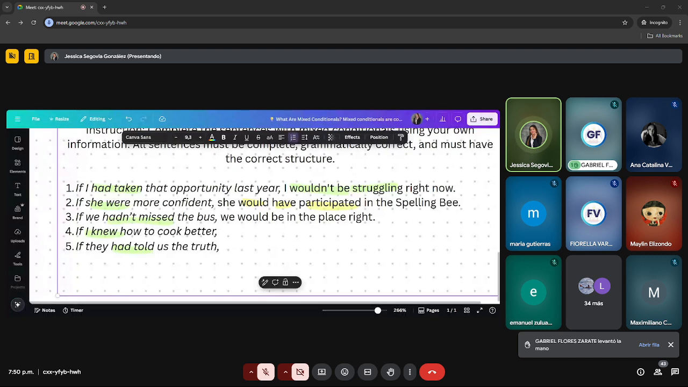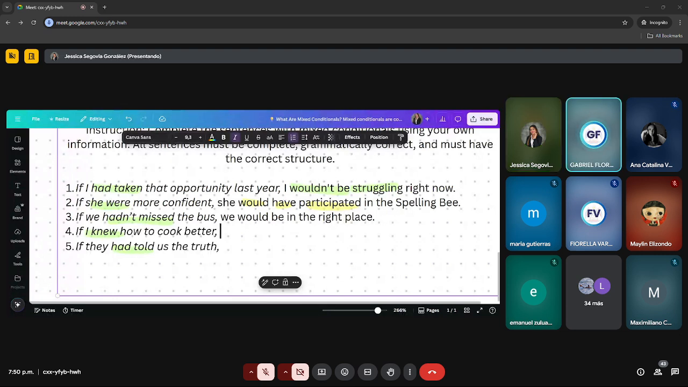Volvemos a lo que estamos estudiando. If we hadn't missed the bus, una situación pasada, we would be in the right place right now. Estaríamos en el lugar correcto ahora. Flores, you had your hand raised. Sí, profesora, es para decirle la otra, a ver si la tengo buena. Okay, very good. If I knew how to cook better, continue. I would have cooked a pizza.